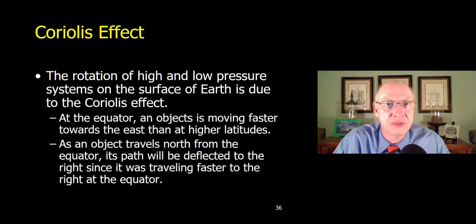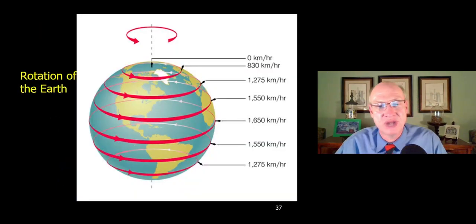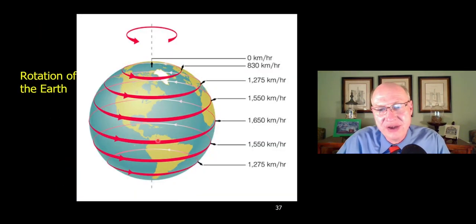On Earth, the Coriolis effect causes high and low pressure systems to rotate. So let's look at what's going on with the rotation of the Earth. Here on the equator of the Earth, somebody spinning around the equator makes a full circle in 24 hours. Somebody up here at the northern latitudes also makes a full circle in 24 hours. The difference is this person travels a much smaller distance than this person down here. Because this person travels a much greater distance, they're moving much faster.